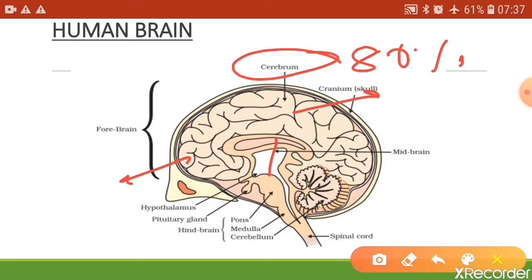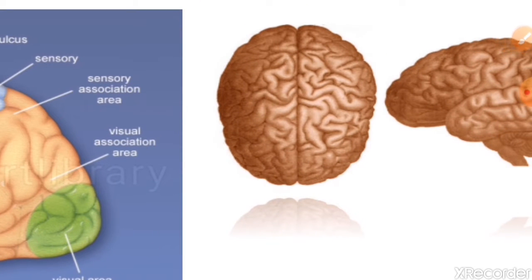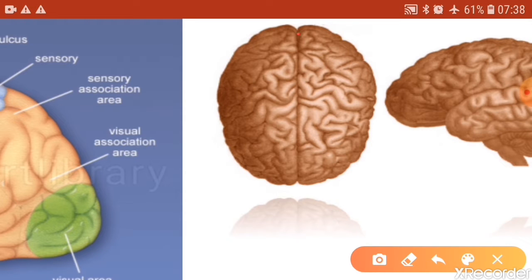Now the cerebrum has two halves. It is divided into two halves, which are held together at a particular point and are visible in the form of a longitudinal fissure. Each half of the cerebrum is called a cerebral hemisphere.